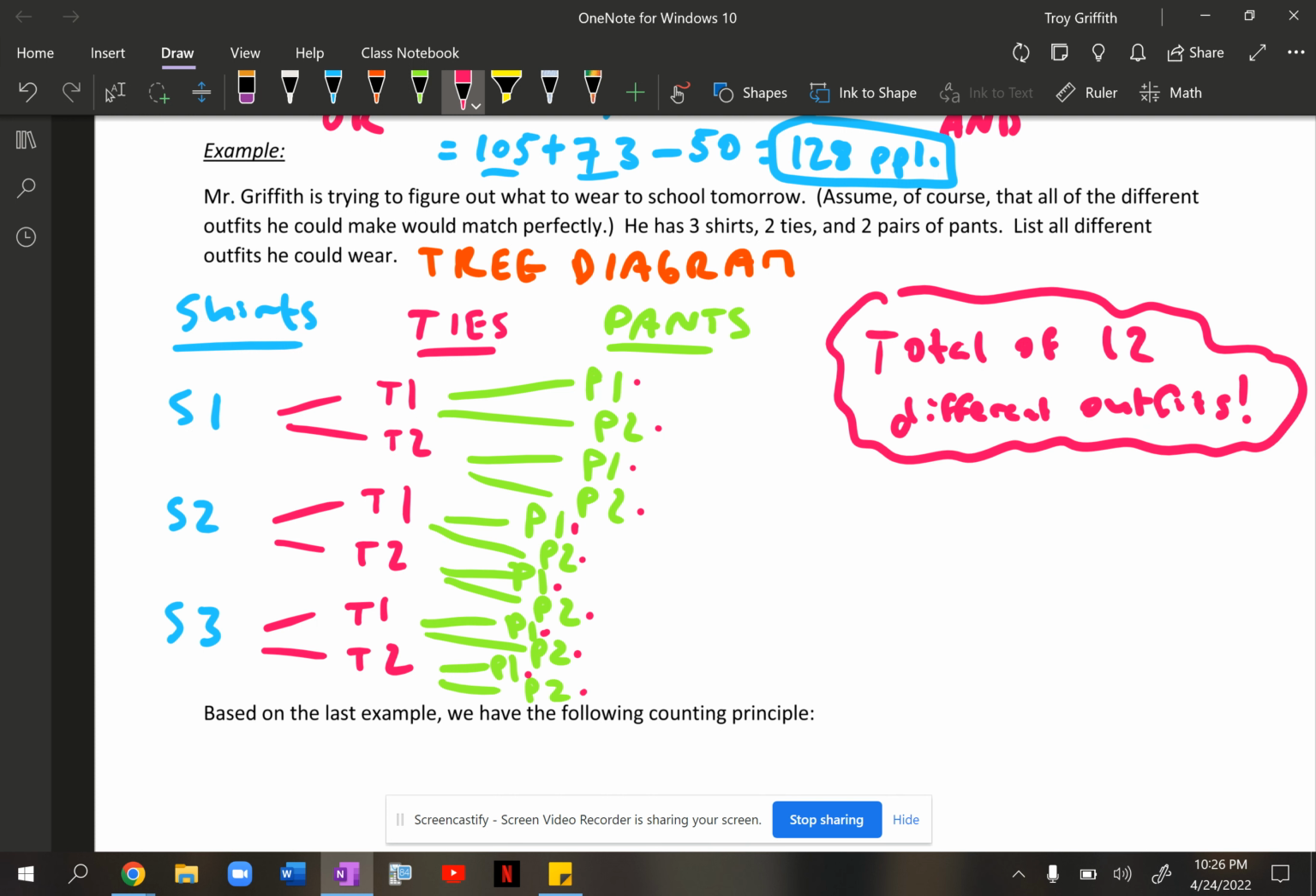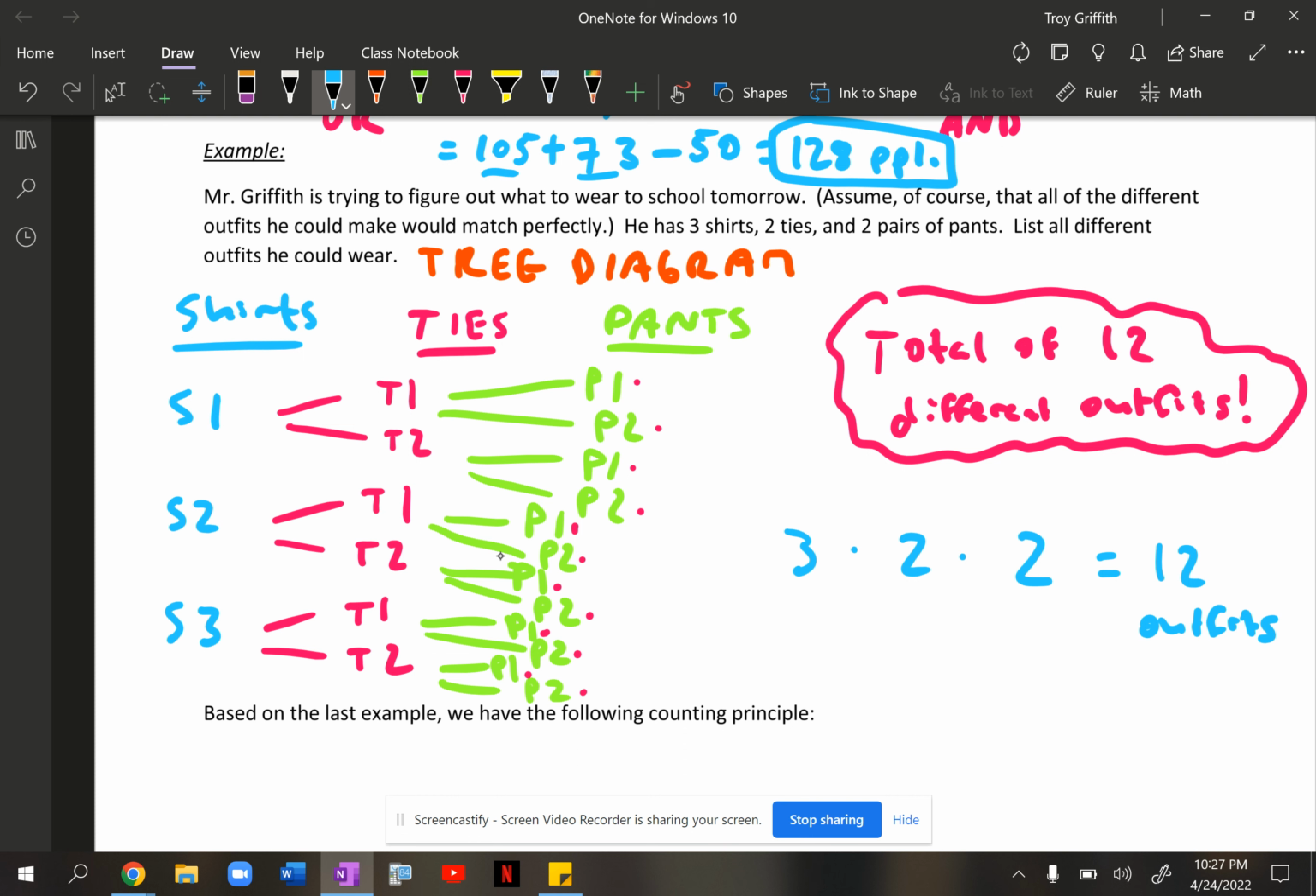Now, some of you might be sitting here thinking, Mr. Griffith, why did you do a tree diagram here? Because this is fairly obvious, and I already know this. What you'll notice is that there were 3 shirts, 2 ties, and 2 pairs of pants, and if you multiply all of these together, 3 times 2 times 2 gives me 12 outfits. And this makes sense.